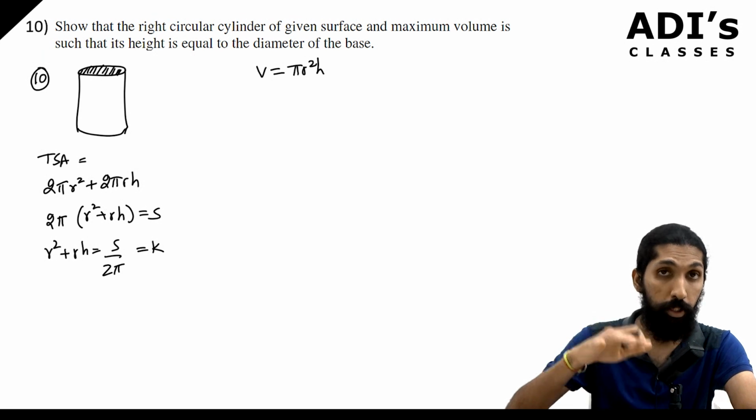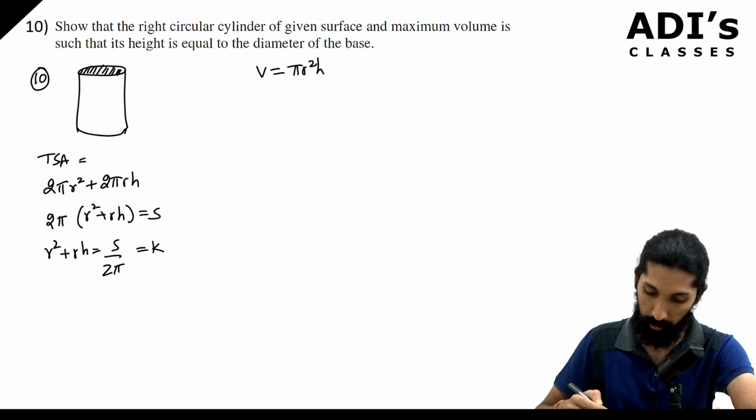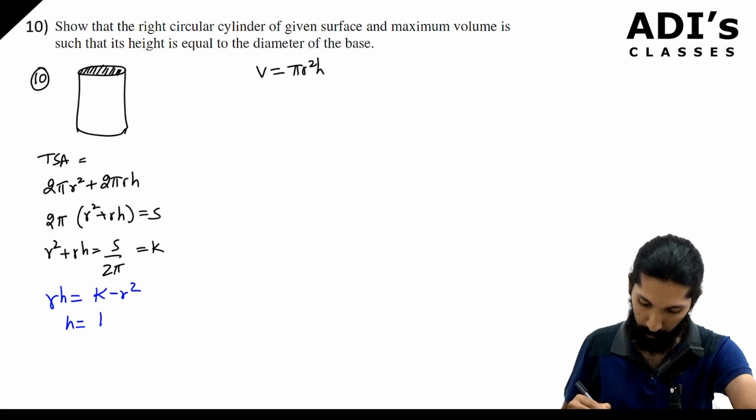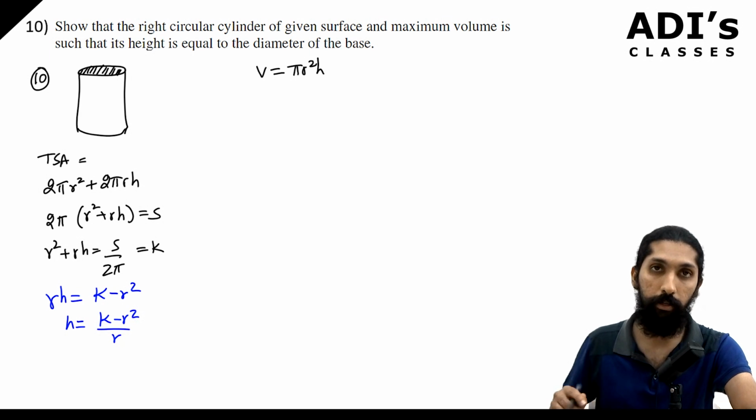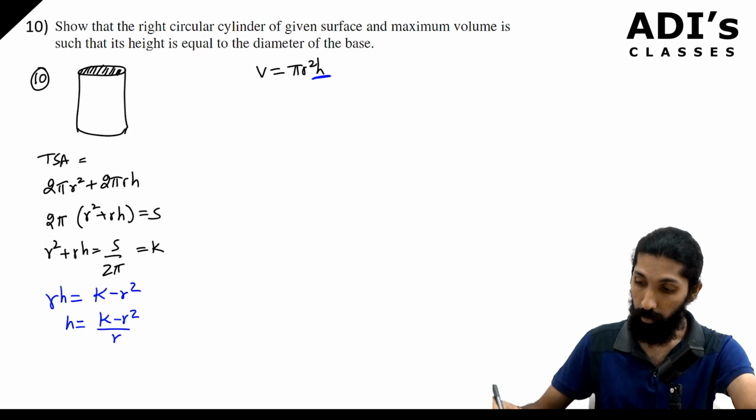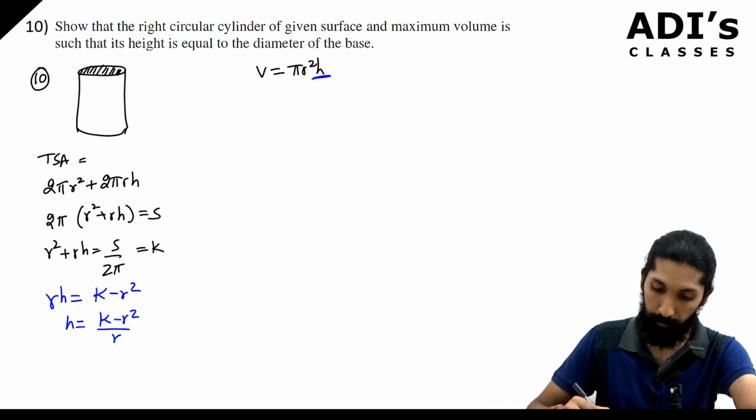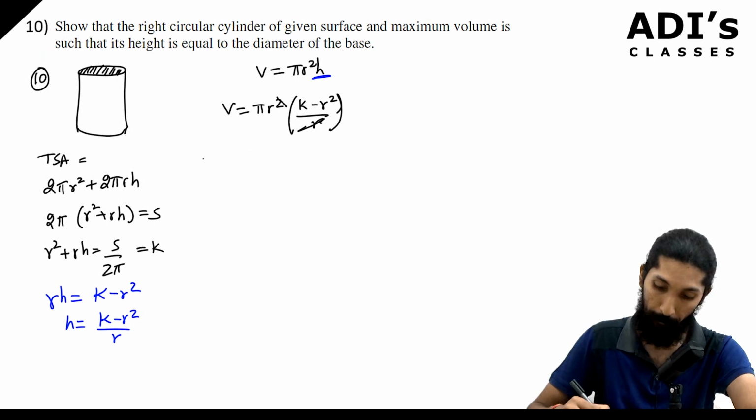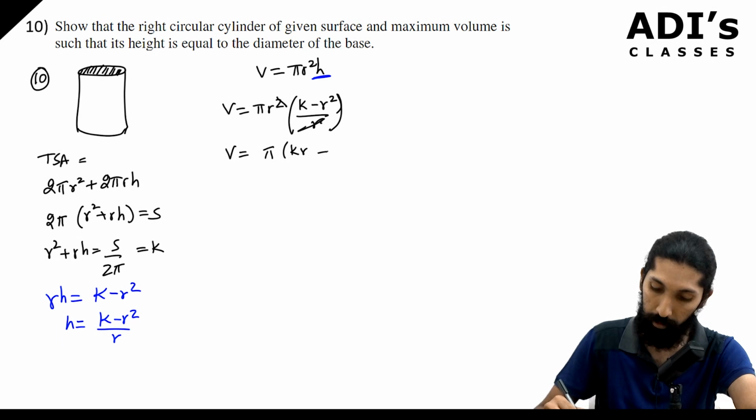We'll substitute for h. Look at this equation: rh is equal to k minus r square, or h is equal to k minus r square divided by r. Substitute that value here in the place of h. You are going to get V is equal to pi r square into k minus r square divided by r. So r and r cancel. So V is equal to pi into kr minus r cube.